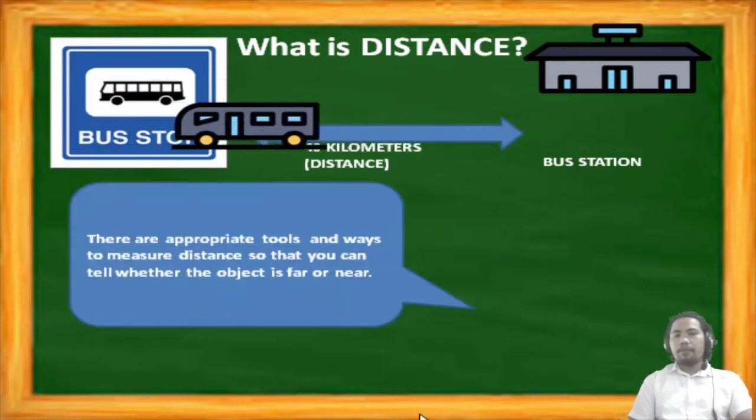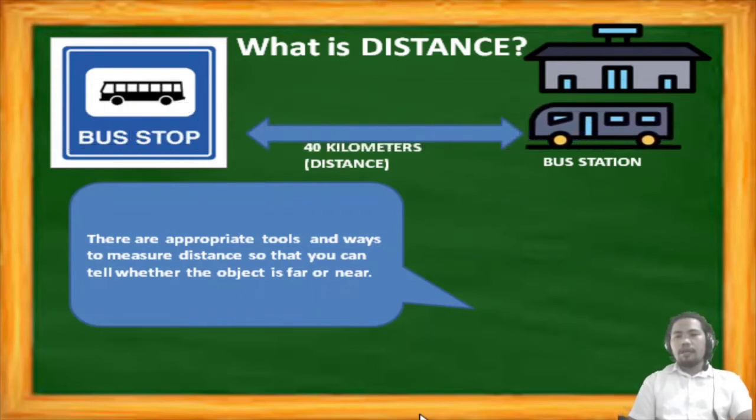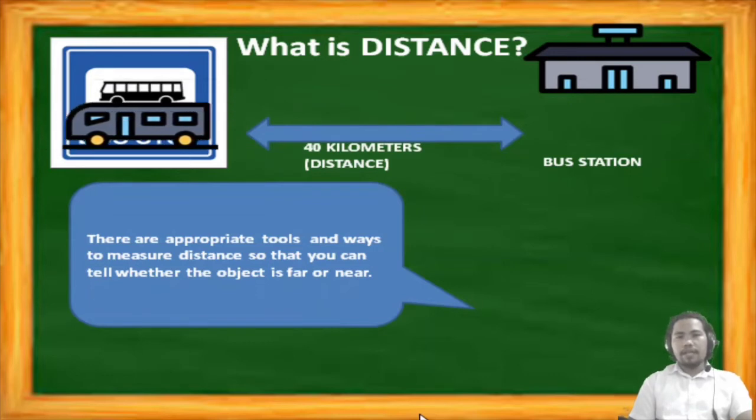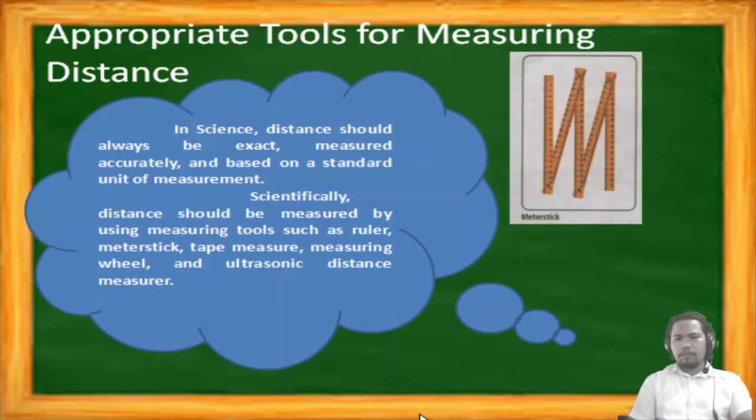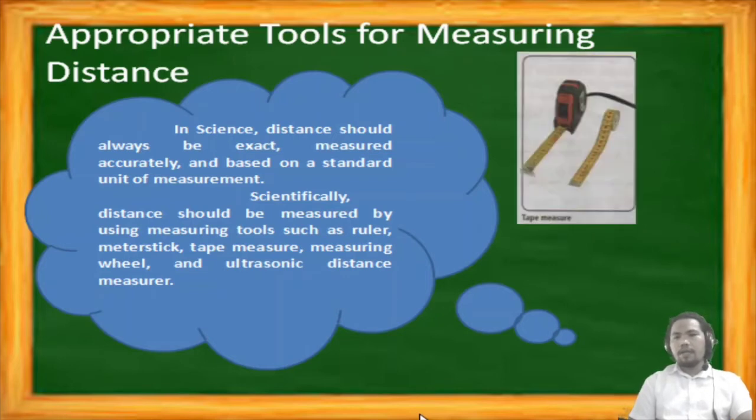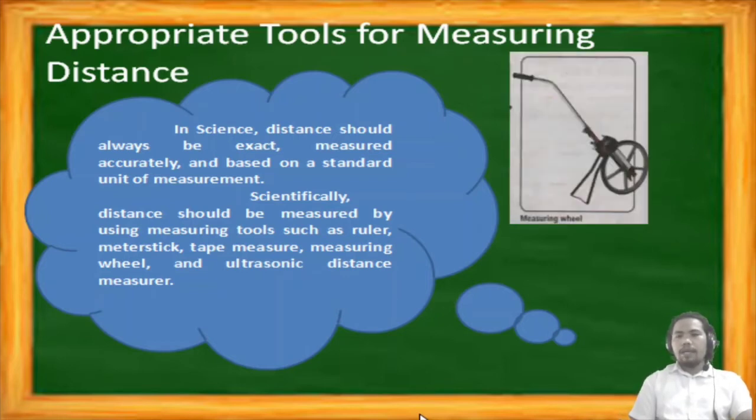There are appropriate tools and ways to measure distance so that you can tell whether the object is far or near. In science, distance should always be exact, measured accurately, and based on a standard unit of measurement. Scientifically, distance should be measured by using measuring tools such as ruler, meter stick, tape measure, measuring wheel, and ultrasonic distance measurer.